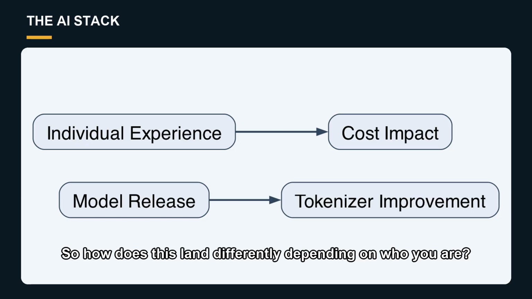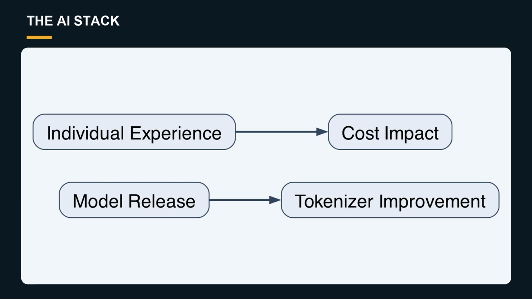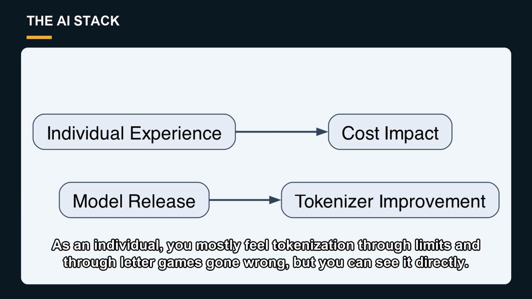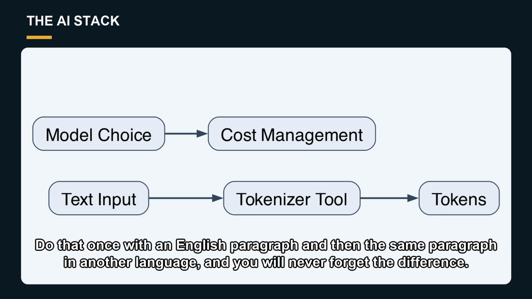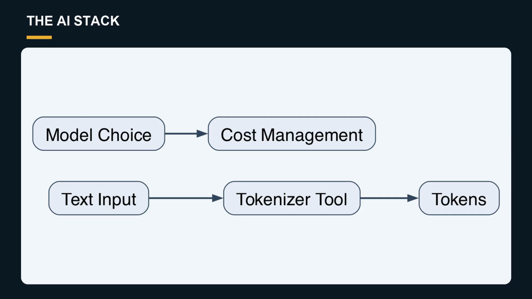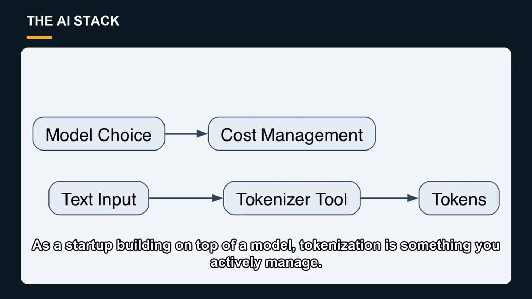So how does this land differently depending on who you are? As an individual, you mostly feel tokenization through limits and through letter games gone wrong, but you can see it directly. The makers of these models publish free tokenizer tools on the web, where you can paste any text and watch it get split into colored tokens in real time. Do that once with an English paragraph and then the same paragraph in another language, and you will never forget the difference.